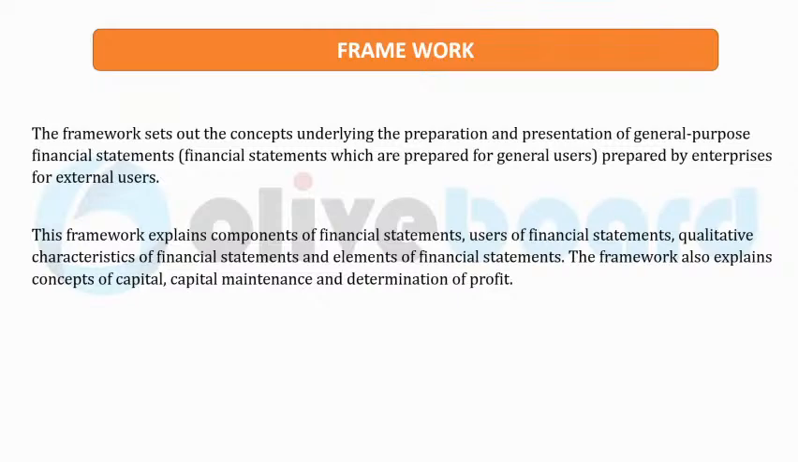Now, what is meant by financial statement? What are all the components? What are all the statements you will prepare? That is what we are going to see here, and how you have to prepare. It is not that you can prepare however you want or put things wherever you want. Everything has its place.